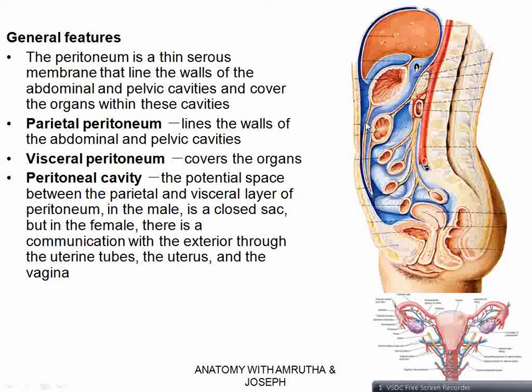Now this is an adult female sagittal section, female pelvis and abdomen, where we can see that there are organs inside the abdominal cavity, and the peritoneum also can be seen in this.